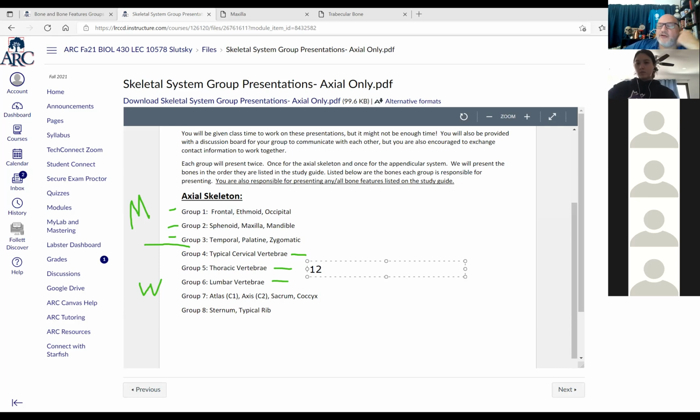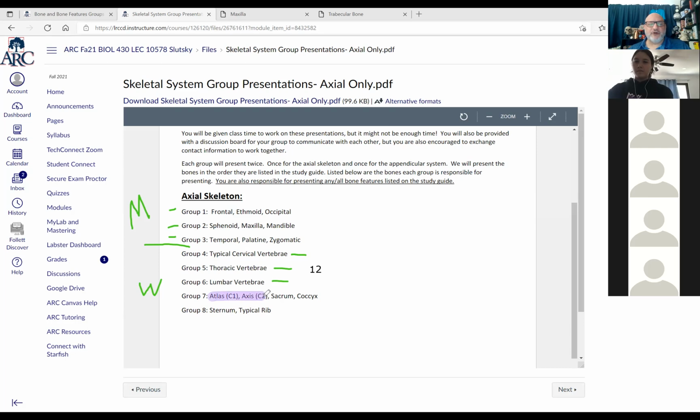Yes. Okay, I'm mean, but I'm not that mean, right? No, you're not going to have to tell the difference between all 12 of the thoracic vertebrae, but do you need to be able to tell the difference between the thoracic and the cervical and the lumbar? Yes, absolutely. I'm not going to hold you responsible for individual vertebrae, except for two.